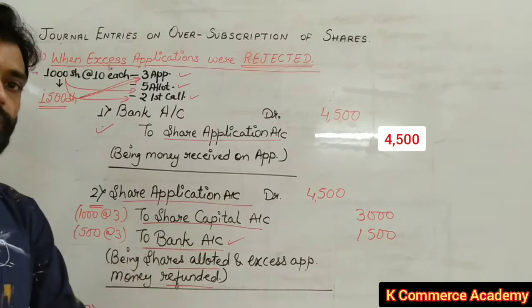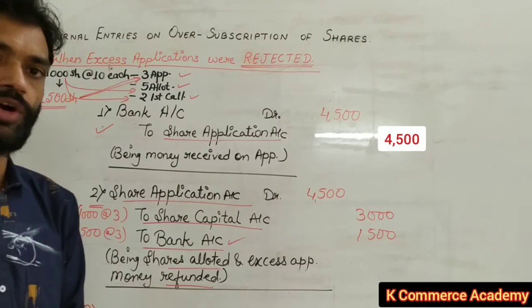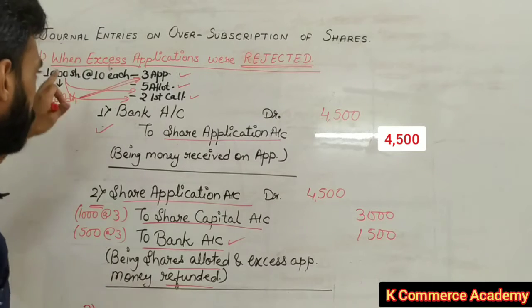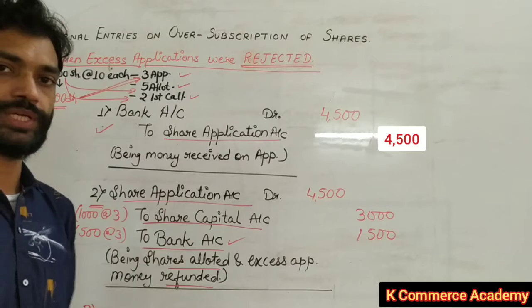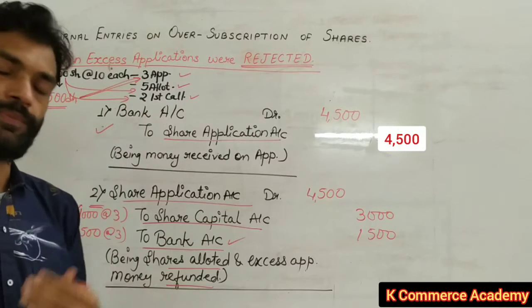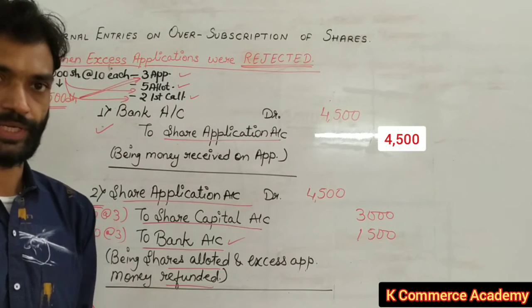अब इसके बाद में अलॉटमेंट पे, फर्स्ट कॉल पे, सेकंड कॉल पे, फाइनल कॉल पे जितने भी मनी आप ड्यू करते जाएंगे, वो एक्चुअल नंबर ऑफ एप्लीकेशन जितने आपने इशू किए थे उसी पे उनकी नॉमिनल वैल्यू से आप ड्यू करेंगे और मनी रिसीव करेंगे.